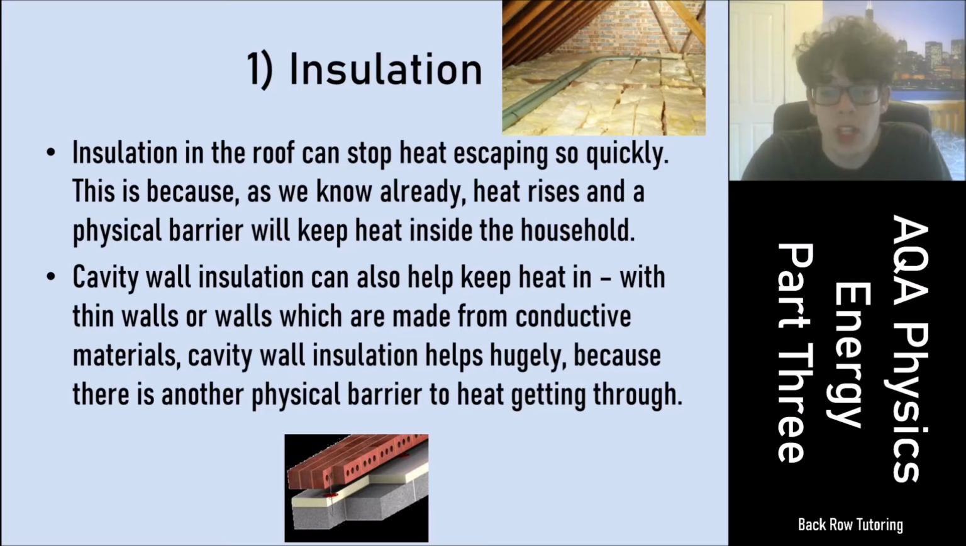With thin walls or walls which are made from a conductive material, let's say metal, cavity wall insulation helps hugely because there is another physical barrier to heat getting through. So if you've got, as this picture here shows, two different types of wall like this, you can put cavity wall insulation in between. That's on its side, that picture, obviously. This would be cavity wall insulation on the inside. It's often like a sort of foamy material, and that's a good insulator. It's a very low conductor of heat. So what happens is the heat which is inside your house takes much longer to move through that cavity wall insulation, and you retain the heat for longer, and that makes your house more efficient.